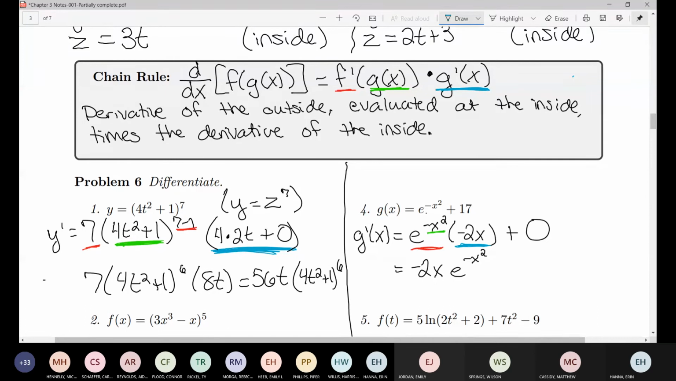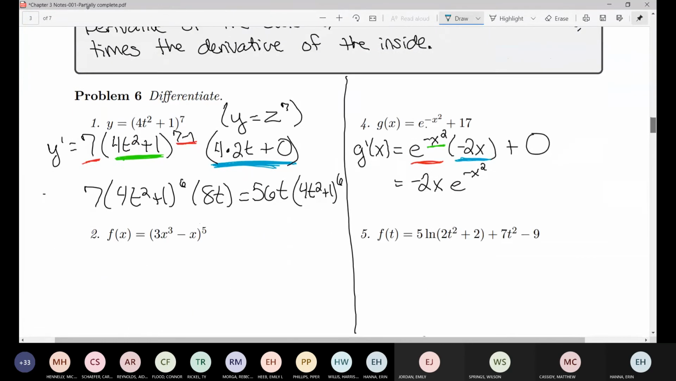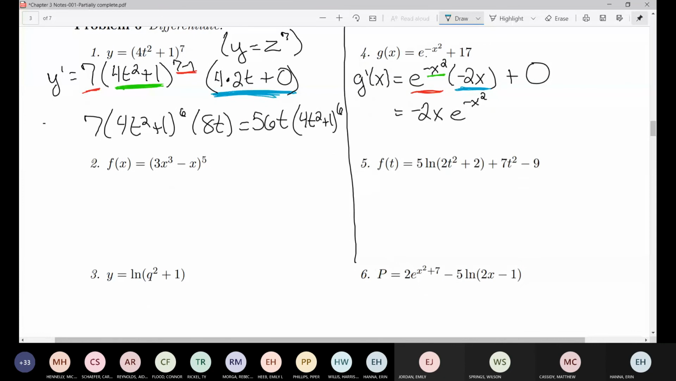Let's do some more. Now I unfortunately have to scroll past that rule, but we'll do 2 and 3. That'll probably be the last 2 we get to before we have to take our quiz.